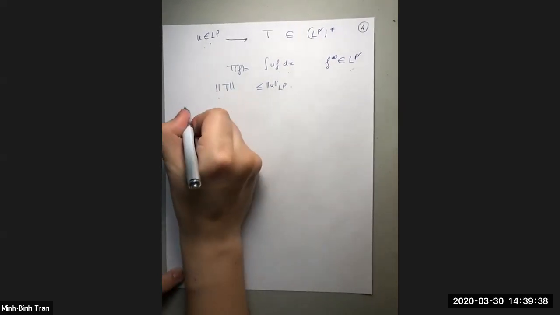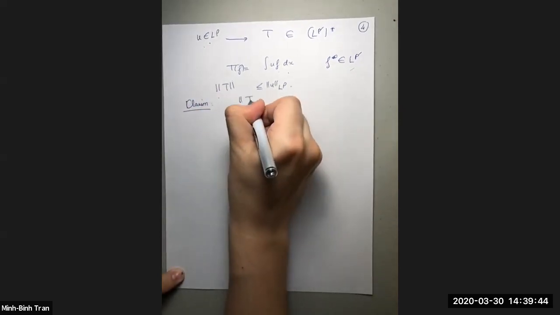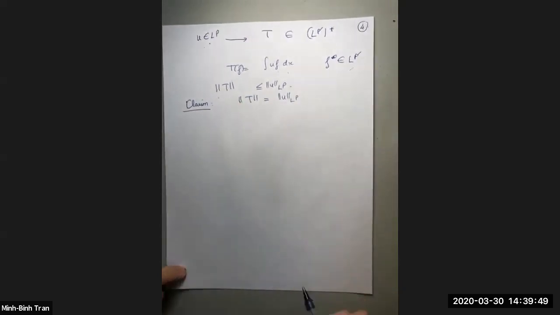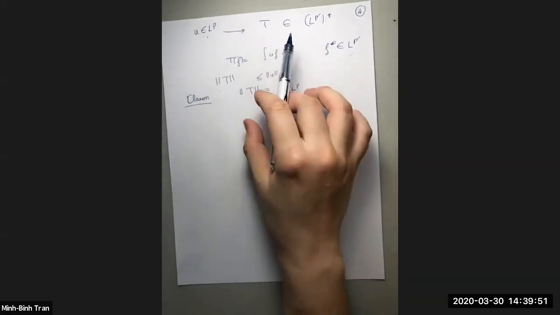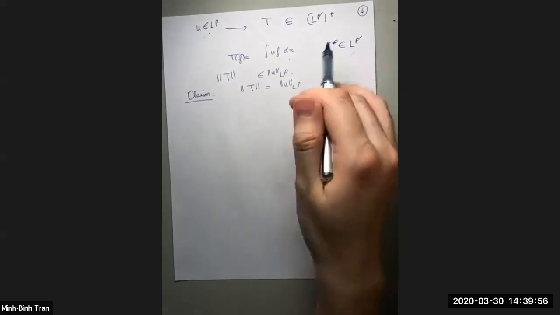But surprisingly, the norm of T_u is also equal to the norm of u in L^p, right? So we show that the norm of T is smaller than the norm of u in L^p by the Holder inequality and by the definition of linear mapping, but my claim will be that the norm of T will also equal the norm of u in L^p. All right. So how do I show that?